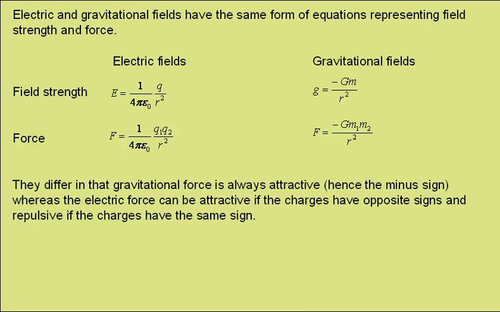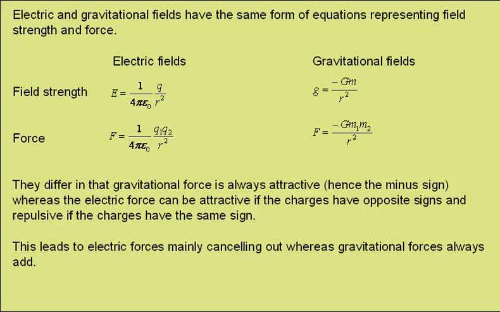They differ in that the gravitational force is always attractive, as shown by the minus sign here, whereas the electric force can be attractive if the charges have opposite signs, and repulsive if the charges have the same sign. This leads to electric forces mainly cancelling out, whereas gravitational forces always add.